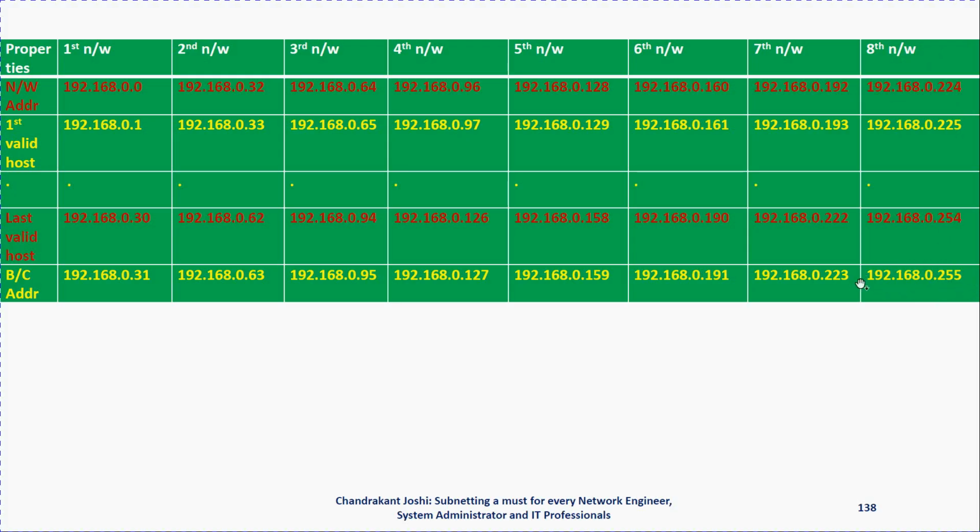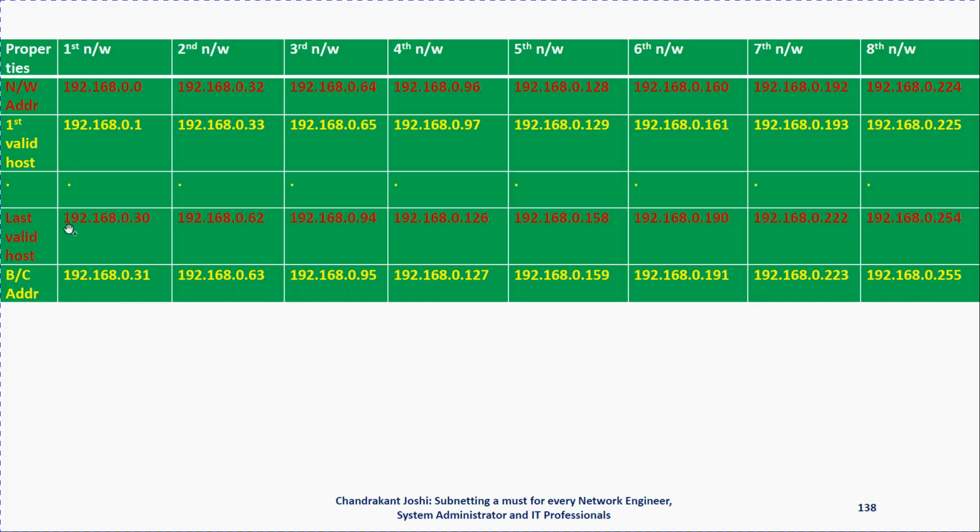So this is my broadcast address for the 8th network. The 8th network address minus 1 will be my 7th broadcast. So like this, 191, 159, 127, 95, 63, 31. Now remember that these 8 addresses, which are the network addresses, and these 8 addresses, which are the broadcast addresses, cannot be assigned to a host.